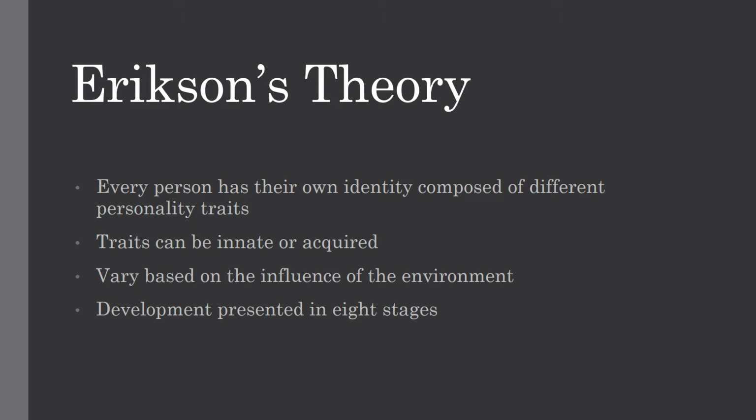Erikson's theory is based on what characteristics each person possesses and how they're developed by the many aspects of relationships in life. He states that every person has their own identity composed of different personality traits. These traits can be innate or acquired, and they vary based on the influence of the environment for the individual. The development is presented in 8 stages. During these 8 stages, individuals encounter crises that they must resolve or overcome.